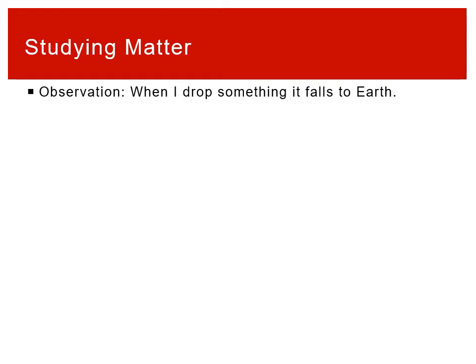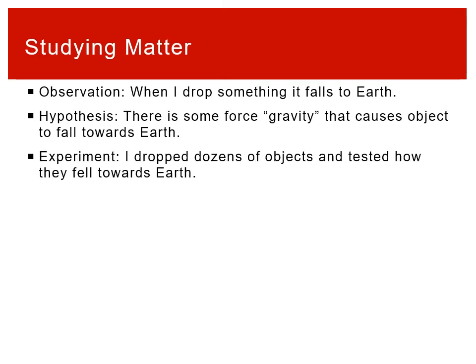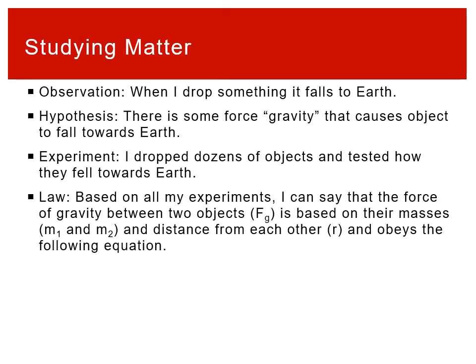So if we want to think about this in context: your observation, when I drop something, it falls to Earth. Okay, so that's something you can observe. Hypothesis: there is some force called gravity that causes objects to fall towards Earth. Experiment: I dropped dozens of objects and tested how they fell towards Earth. Law: based on all my experiments, you could have come up with the law of gravity, right? You keep dropping objects long enough, you see how they fall towards Earth, and you can verify that gravity exists.